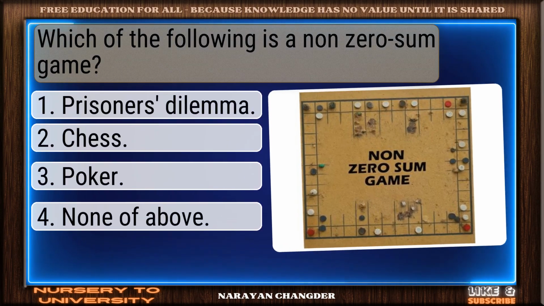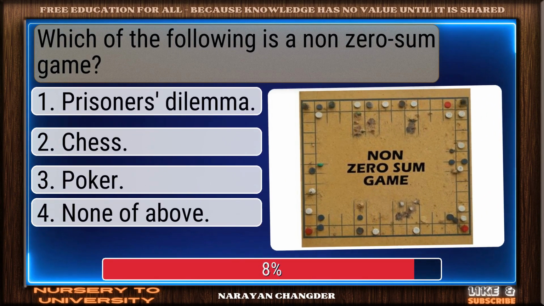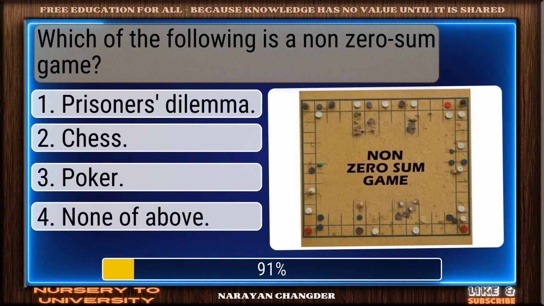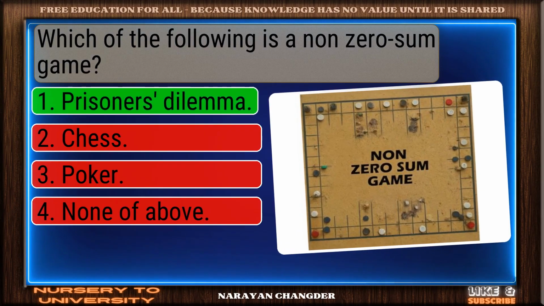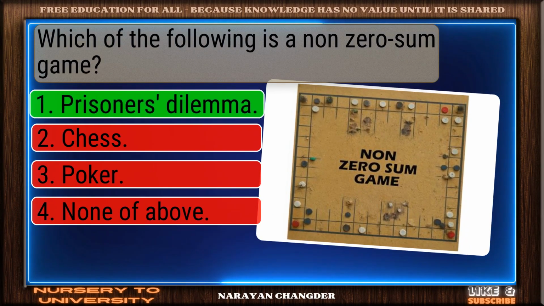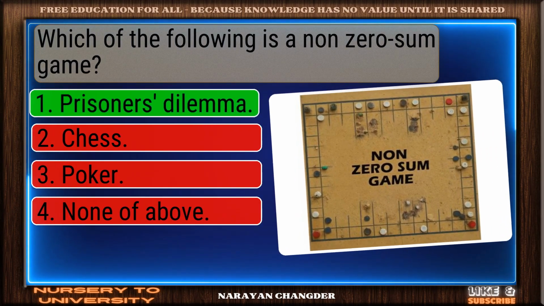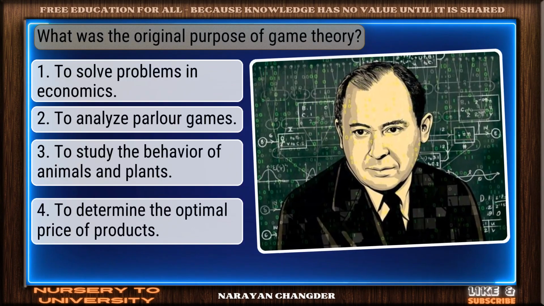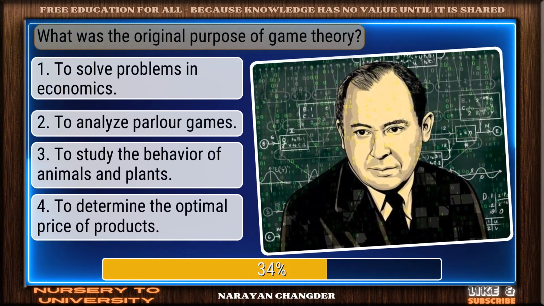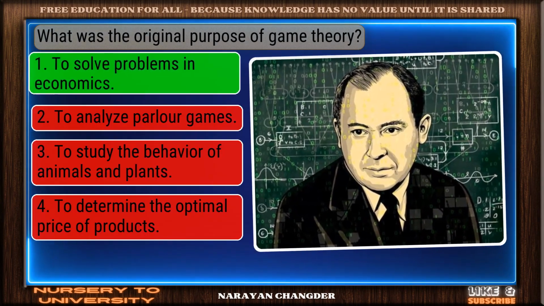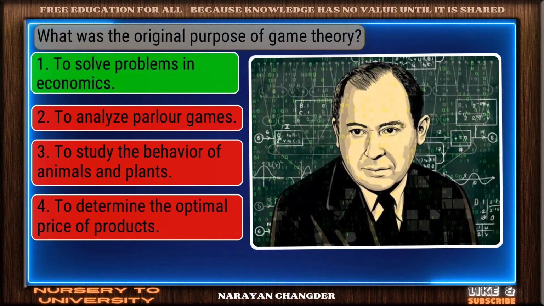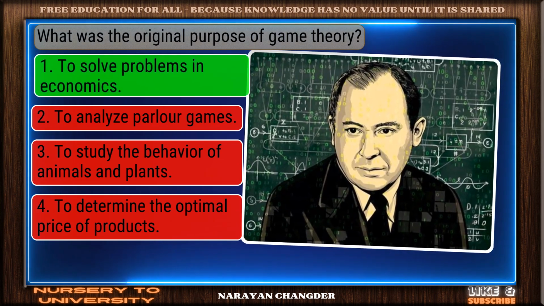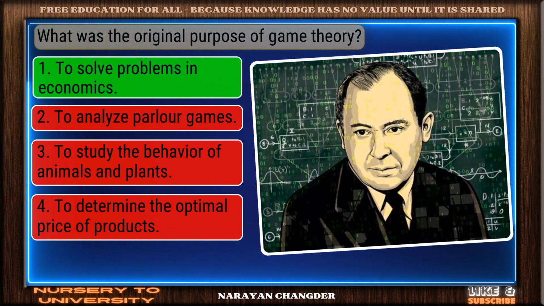Which of the following is a non-zero-sum game? On track. Prisoner's dilemma is the correct answer. What was the original purpose of game theory? Correct response. To solve problems in economics is the most accurate answer.